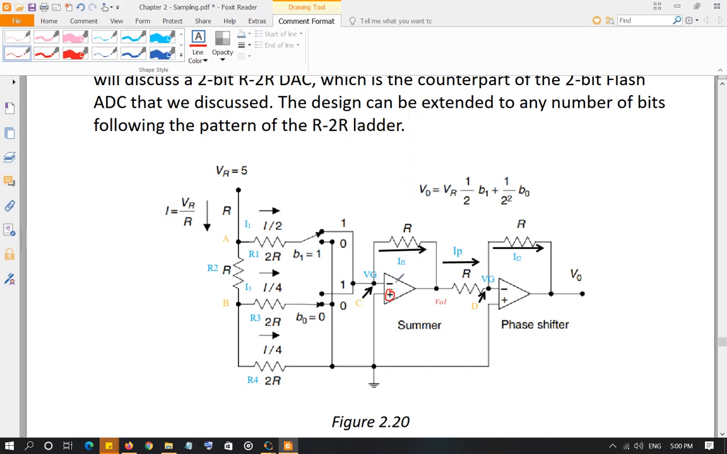So this is your, oops, where did my marker go? This is your inverting input. My marker is going in and out for some reason.